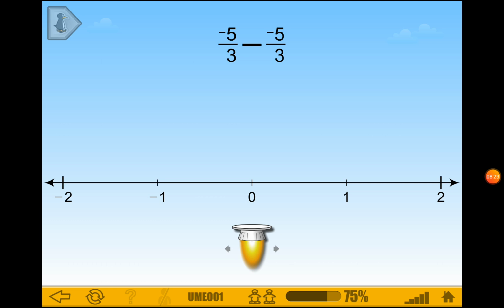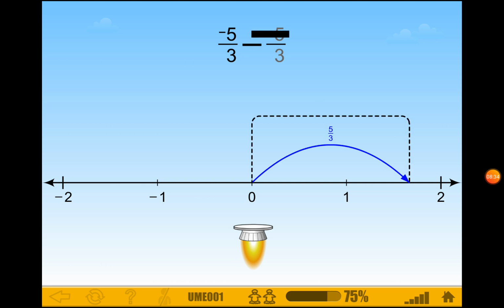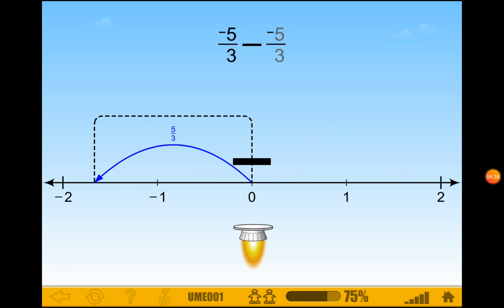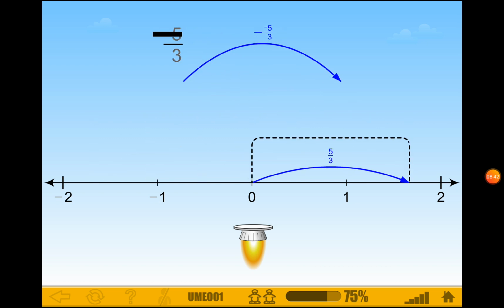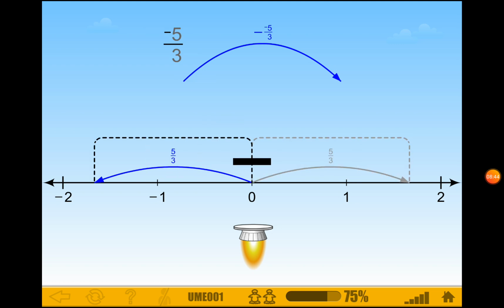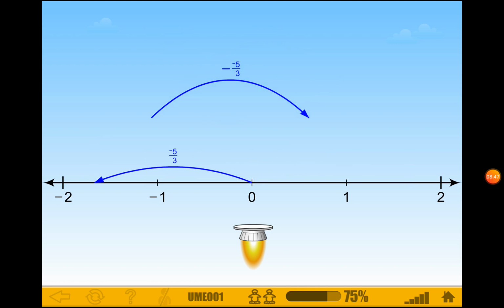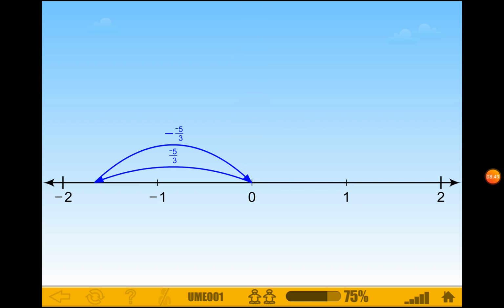So this is -5/3. And then this would be -5/3 plus 5/3. Those two would cancel out, and that would just be 0. Yep. So, -5. There we go. Boom. A backward smiley.